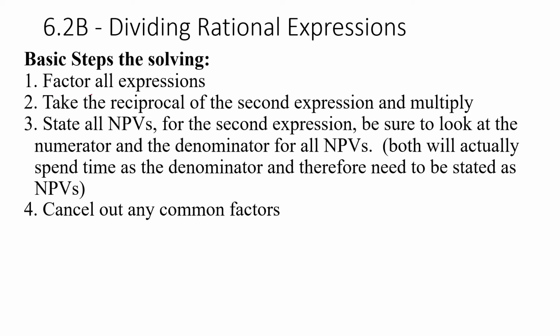So factor all of your expressions. Then you're going to reciprocate the second expression and multiply. State all of your non-permissible values. Remember that is going to come from the denominator of your first number and the numerator of your second number. And cancel out any common factors that you may have in the numerator and the denominator to get your simplest form.